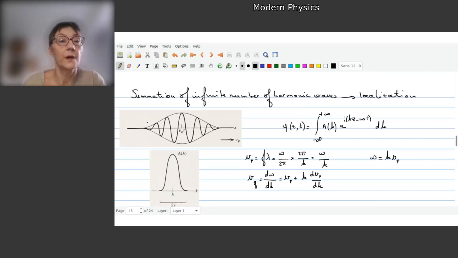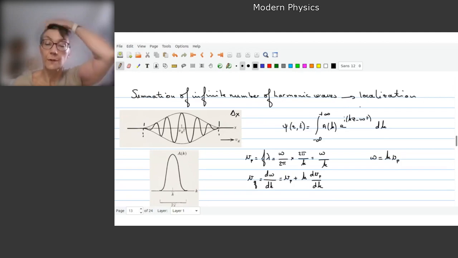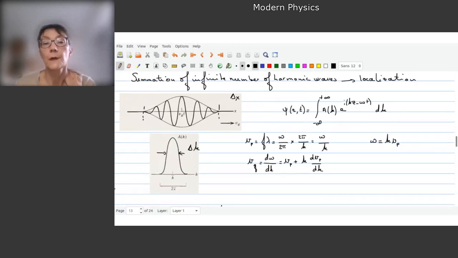Here, for example, this distance between the two nodes, you can call it delta x. And here you have the function. Your wave packet psi of the position and the time is an integral. You have an infinite number of waves, where A is the amplitude, which depends on the wave number. You are summing over the wave number, and you have this harmonic function. Until now we used cosine, but obviously cosine, sine, and exponential are harmonic waves. So you have some delta x, and here you have some delta k. We will come back to it soon.